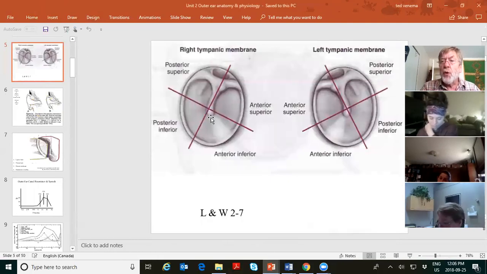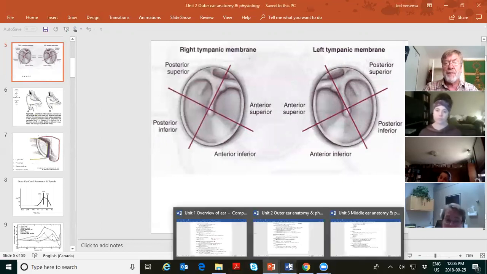And then you have the cone of light. Remember, that's at 5 o'clock in the right ear, and it's at 7 o'clock in the left ear. So just by looking at the eardrums, you should be able to tell which ear it is. Very important. So these are landmarks. Now, the cone of light does not exist by itself. The cone of light is simply a reflection off of your otoscope. That's all it is. It's an artifact. Doesn't mean much, but it's a landmark nonetheless.